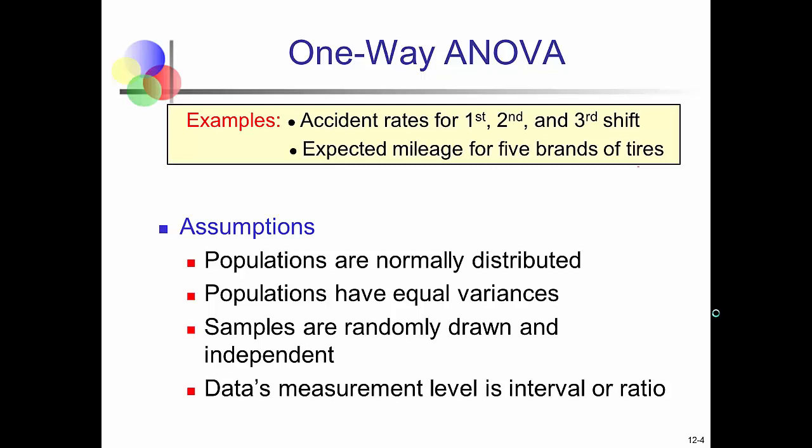We're going to make assumptions that we've made before. Populations are normally distributed. The populations have approximately equal variances. Each of the samples are drawn randomly and independently of each other, and the data that we're talking about are interval or ratio level data.